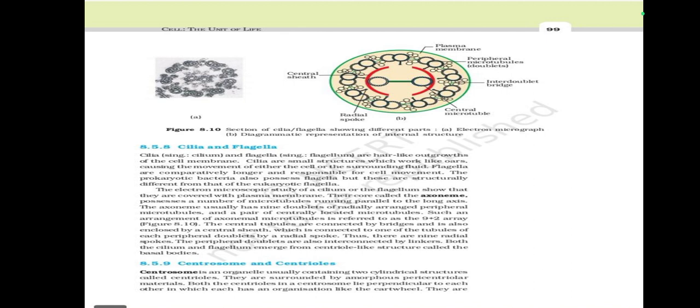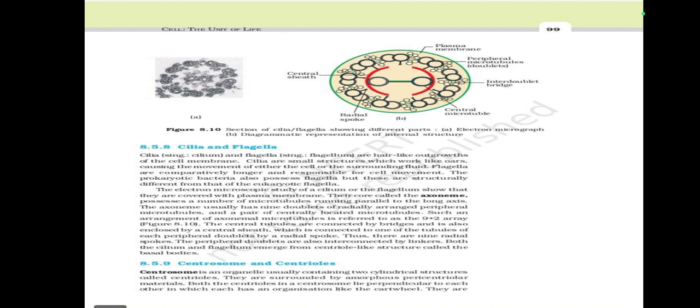The central tubules are connected by bridges and are also enclosed by a central sheath, which is connected to one of the tubules of each peripheral doublet by a radial spoke. Thus, there are nine radial spokes. The peripheral doublets are also interconnected by links.